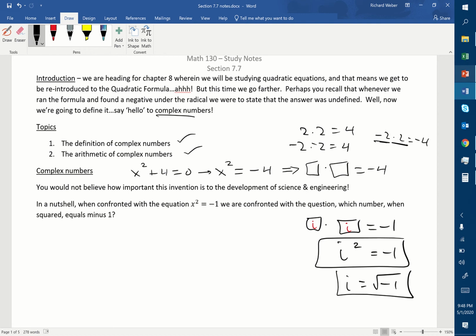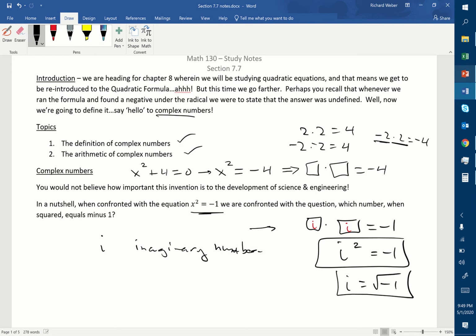So that's what I was doing here. Trying to solve x squared equals negative 1, we're confronted with the question, which number squared equals minus 1? Well, it had to be invented. And I is the so-called original imaginary number.